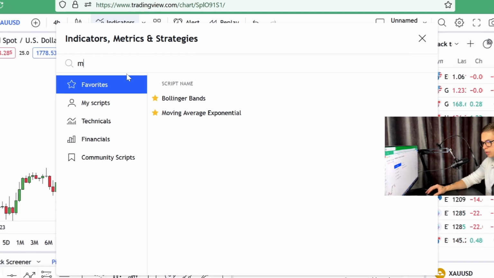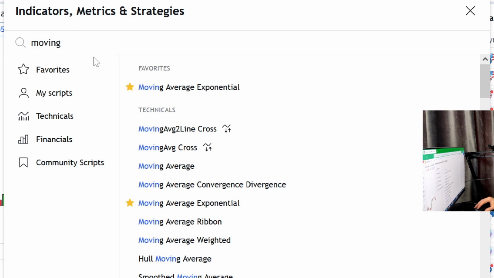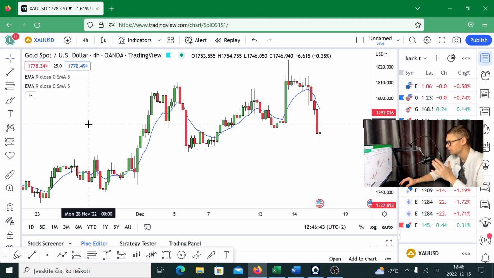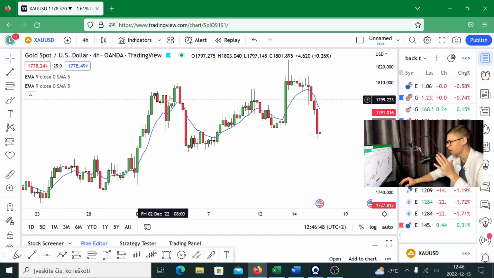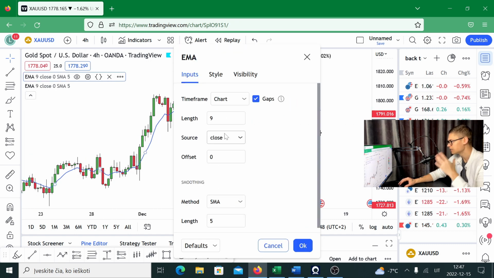Then type in moving or moving average, and you will see probably a lot of different moving average indicators. We have moving average convergent divergence, we have moving average ribbon, and the one that you are interested in is moving average exponential. Select the indicator and press on it 2 times, and you will see that now you have 2 lines on your chart. This strategy consists of 2 exponential moving averages, and one has to be shorter.